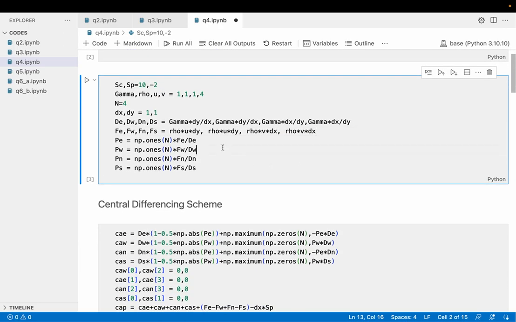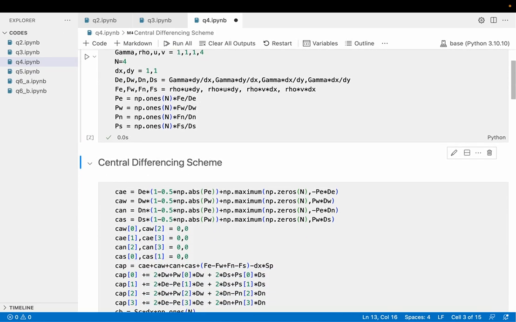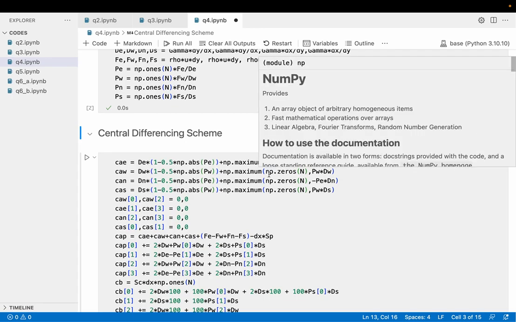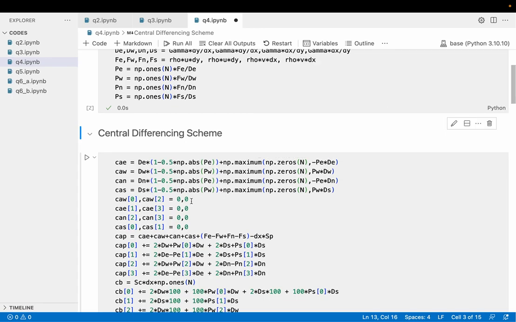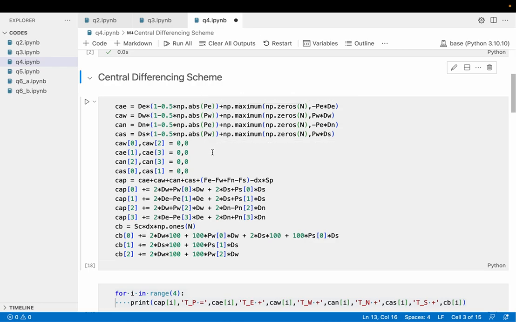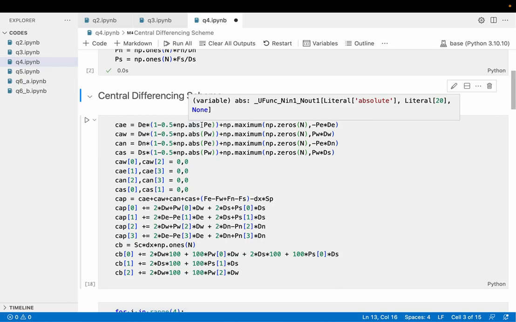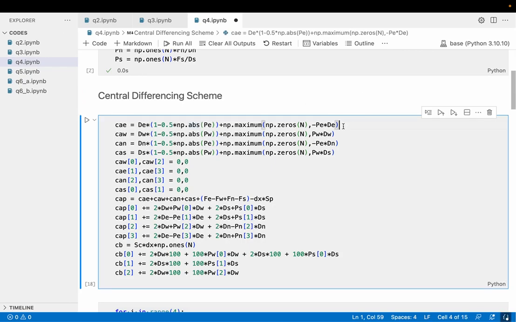Your Peclet number is given by F by D, convective by diffusion, so F by D. Now in the central difference scheme, when you are implementing, like we have seen for an east face, it will be D east minus Fe by 2. So this is that particular term here. If you expand this particular term here, this Peclet number will come out to be Fe by De. So this can be written as D east minus Fe by 2, plus you have another term here.